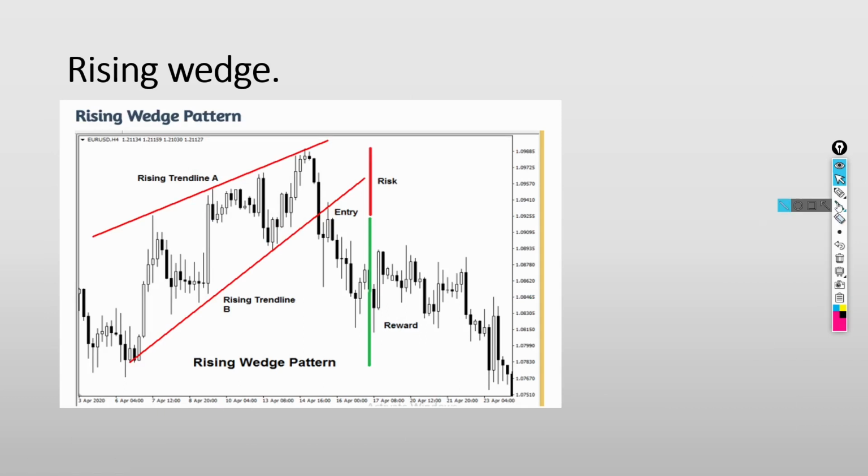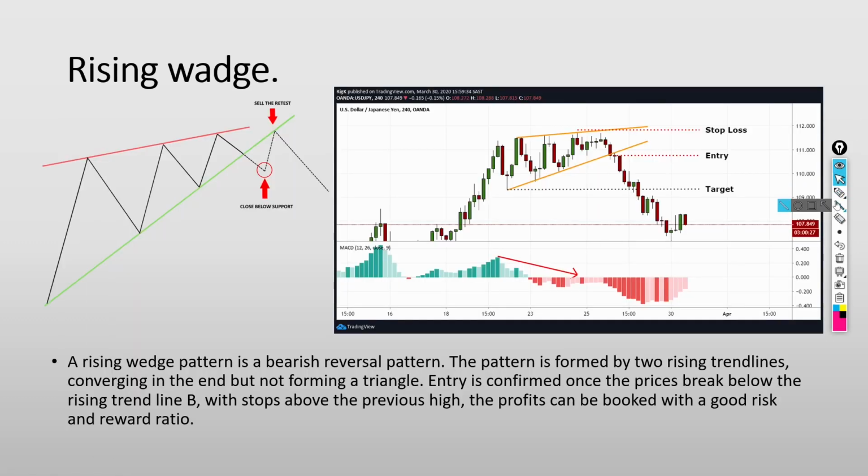So we have a rising wedge, which occurs in an uptrend, and it is the opposite of a falling wedge. We are going to look at it. A rising wedge pattern is a bearish reversal pattern. The pattern is formed by two rising trend lines converging in the end, but not forming a triangle.